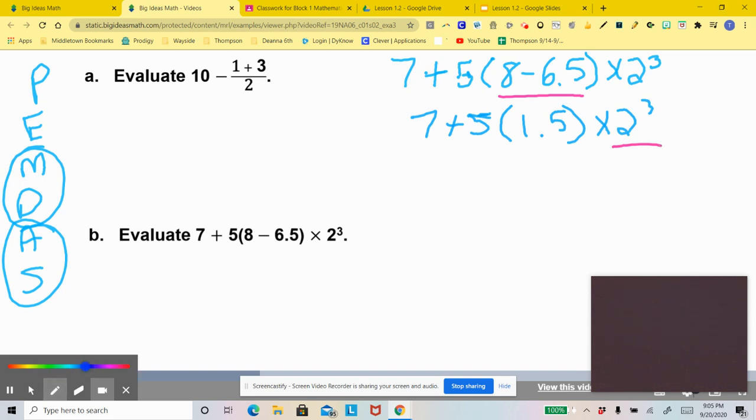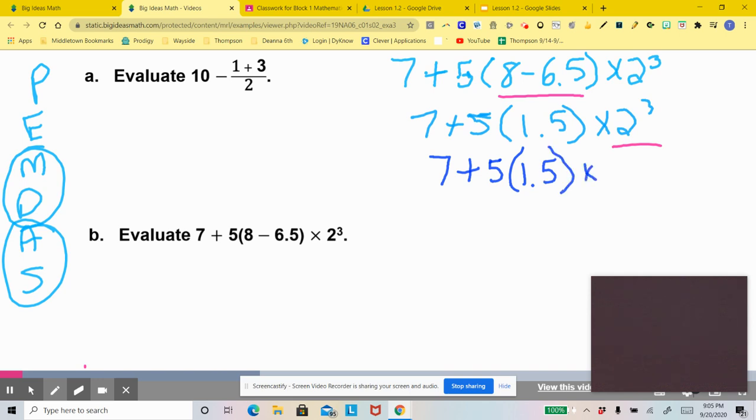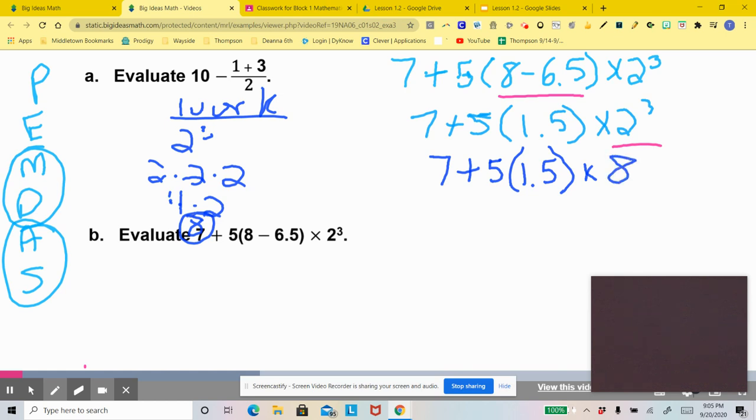All right, so we're going to write 7 plus 5 times 1.5. And then they do the multiplication sign times. And remember, any work you do on the side. And then 2 to the third power is 2 times 2 times 2. And 2 times 2 is 4. And 4 times 2 is 8. So we're going to say times 8.